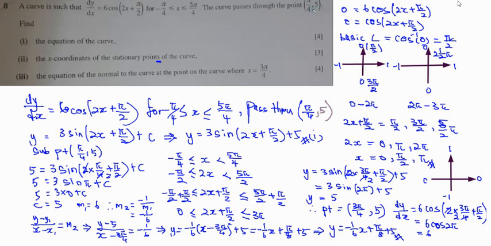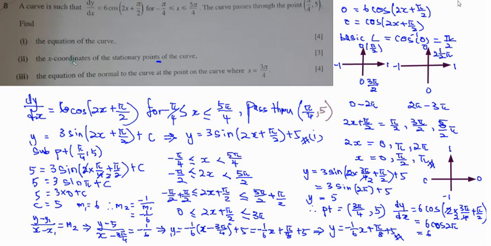Now I know that it passed through this point, so this is a y function. So I can take the pi as the y here. I can take the x, which is pi over 4, and I substitute. Okay, I simplify. Then finally, I will get c equal to pi. Okay, then the y function becomes 3 sine bracket 2x plus pi, plus pi. So that is the y function. Okay, so this is the answer for part 1, the equation of the curve.